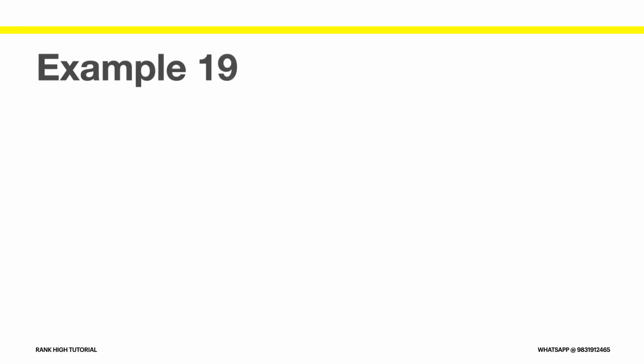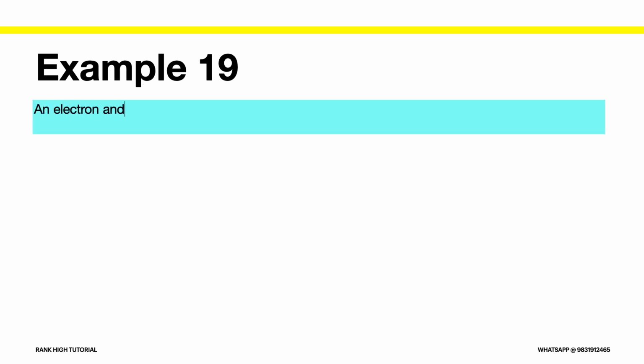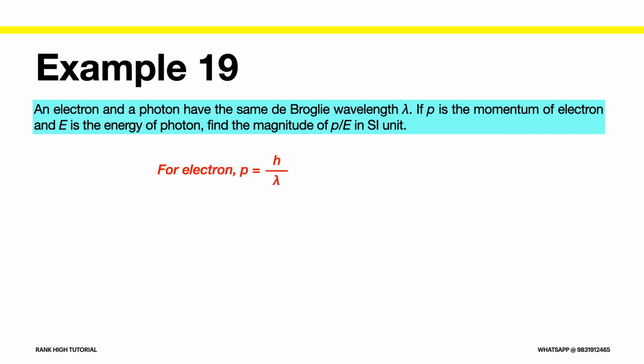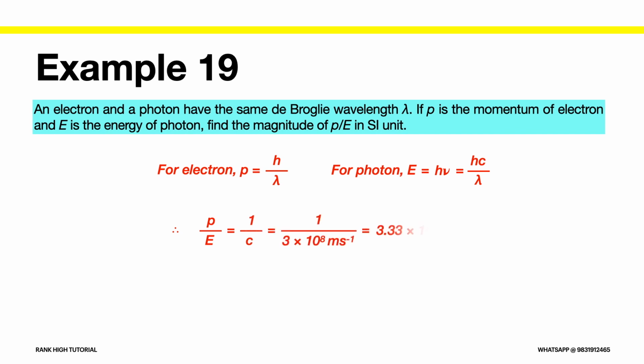Problem number 19. An electron and a photon have the same de Broglie wavelength lambda. If p is the momentum of the electron and E is the energy of the photon, find the magnitude of p by E in SI unit. We know for electron p equals h by lambda, and for photon E equals h nu equals hc by lambda. Therefore, we can write p by E equals 1 by c equals 1 by 3 into 10 to the power 8 meter per second, and the value comes around 3.33 into 10 to the power minus 9 second per meter.